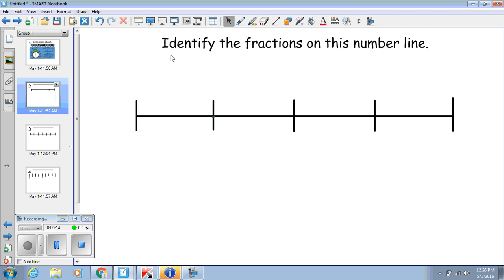The question asks us to identify the fractions on this number line. I'm going to start by thinking a little bit about what I know about a fraction. I know that a fraction is an equal part of a whole, which means this number line has been divided into equal parts. I'm going to take a minute to analyze this number line to determine how many equal parts I see. Let me get a tool to help me count.